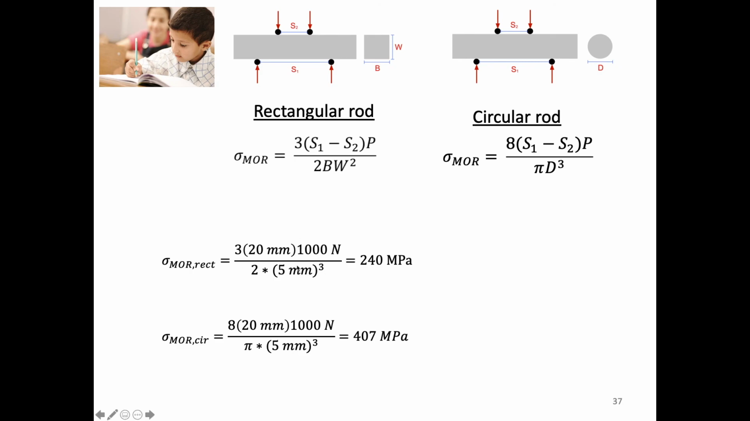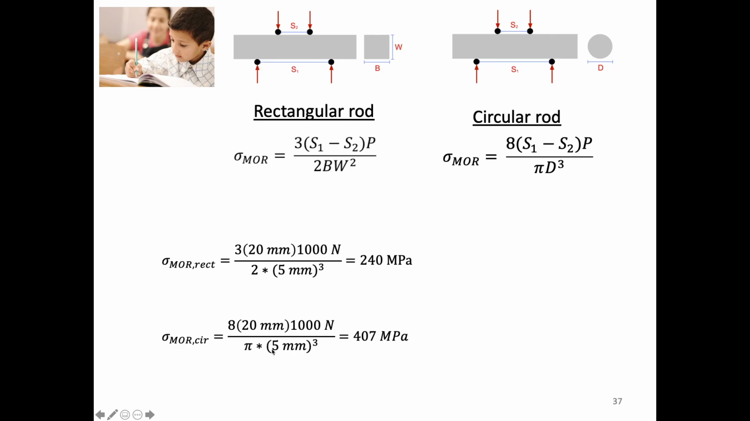And so putting all that in, you'll notice here that my units are in millimeters, Newton per millimeter squared. The reason I use these units and not others is because I know that Newton per millimeter squared is the same as megapascals. So as a check, you can do this yourself. Calculate it in Newton per meter squared and compare that, convert it over to megapascal, and see that those two are the same. So for the rectangular, I get 240 megapascals.